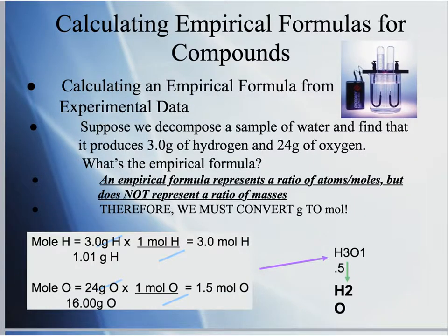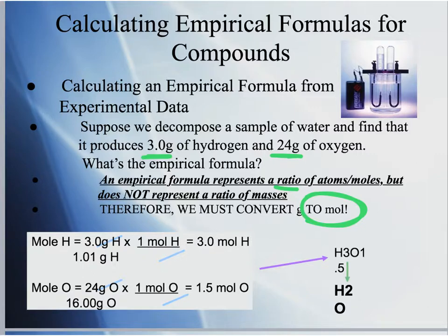All right, so here's an example question. It says, suppose we decompose a sample of water and find that it produces 3 grams of hydrogen and 24 grams of oxygen. What is the empirical formula? Remember, the empirical formula represents the ratio of atoms or moles, but does not represent the ratio of masses. So remember, if we are given grams, we have to convert to moles first. That's the bottom line. The formula is going to tell us the mole ratio, but not the mass ratio.